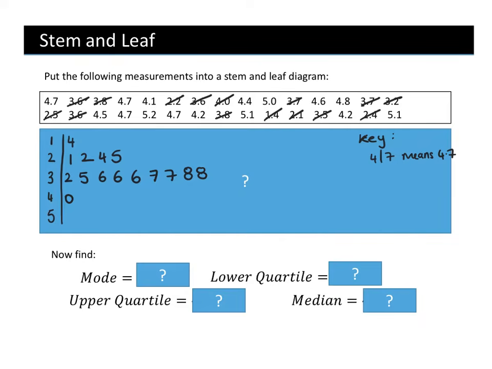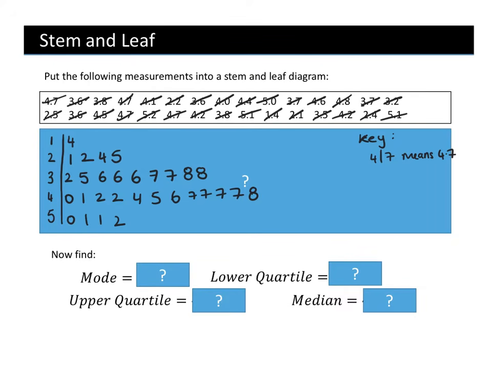Okay, and then for the 4s, my lowest one is 4.0, 4.1. I think I've only got one of them. Then I've got 4.2, 4.2, 4.4, 4.5, 4.6, 7777, 1, 2, 3, 4, and 8. Okay, then for my 5s, I've got 5.0, 5.1, 5.1, and 5.2.